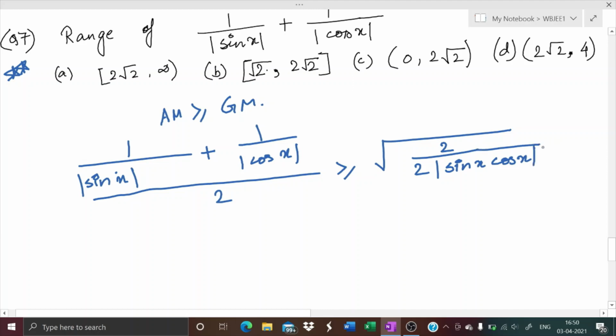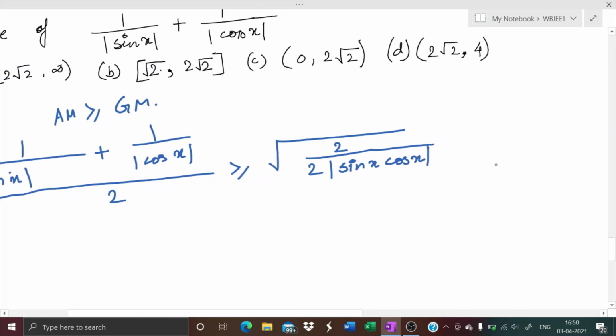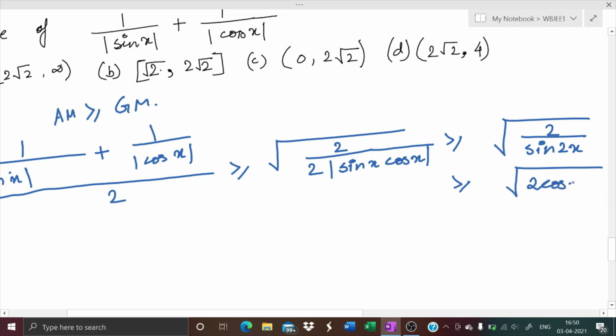Okay, so it would be 2 by sin 2x, isn't it? 2 by sin 2x. So it will be 2 cosec 2x. Okay.